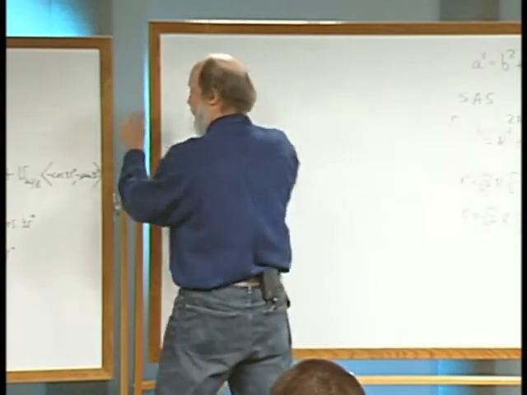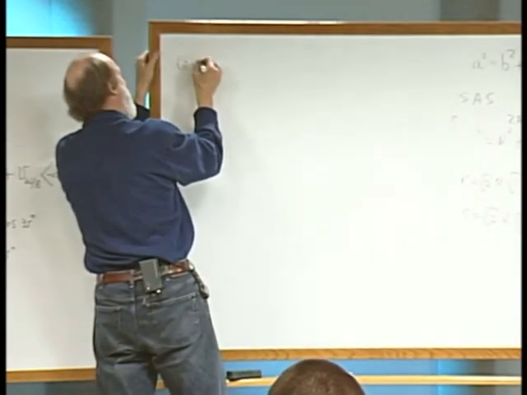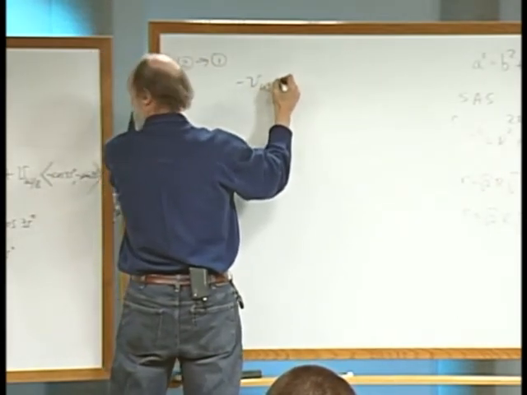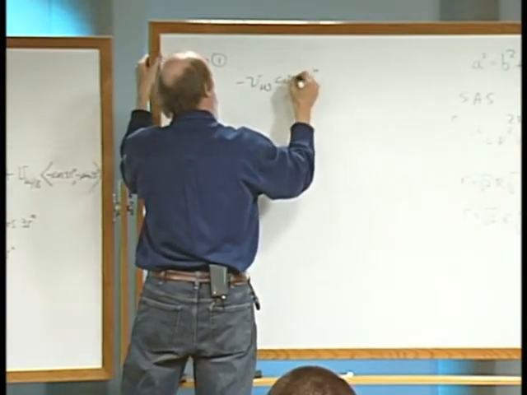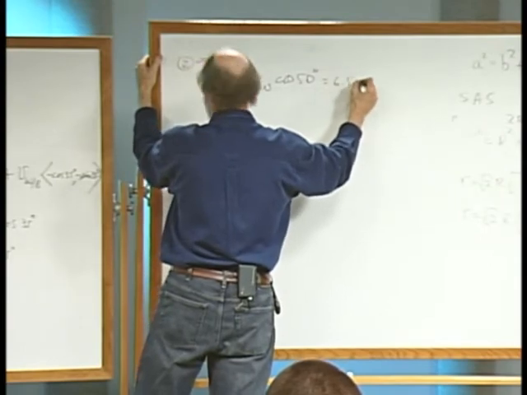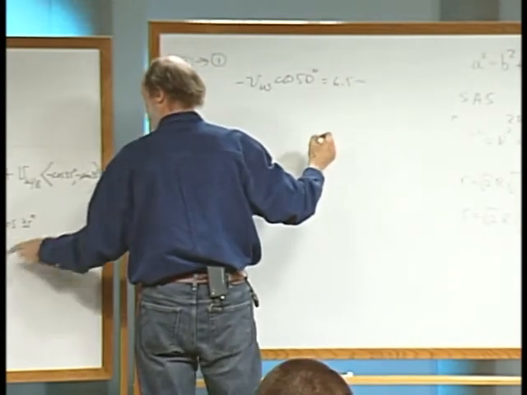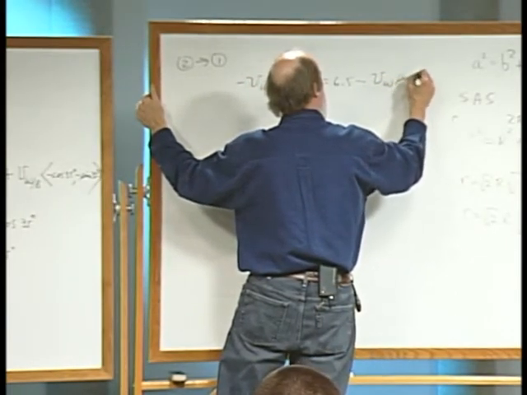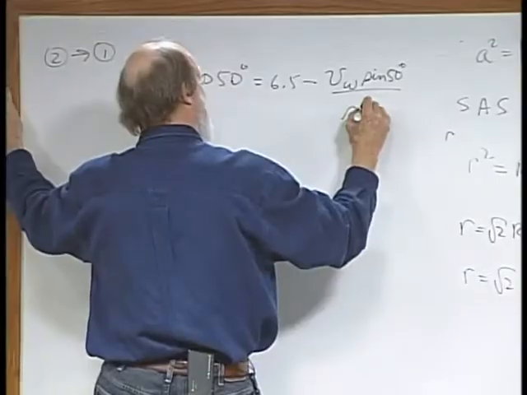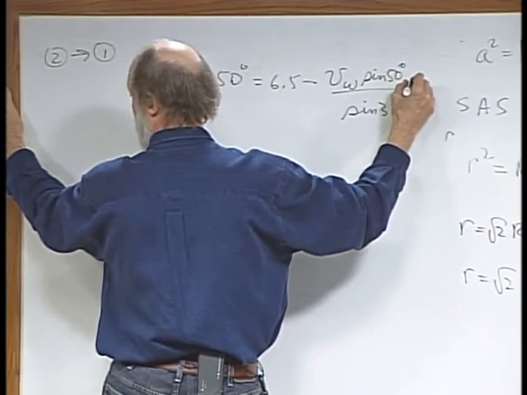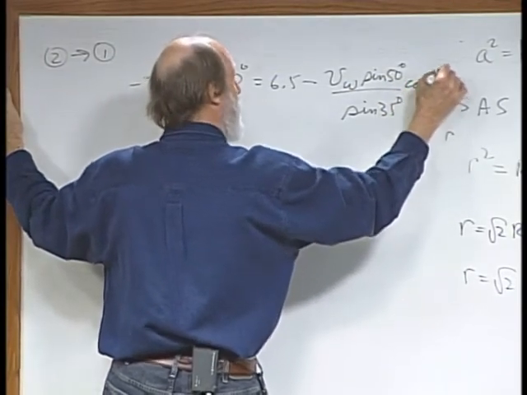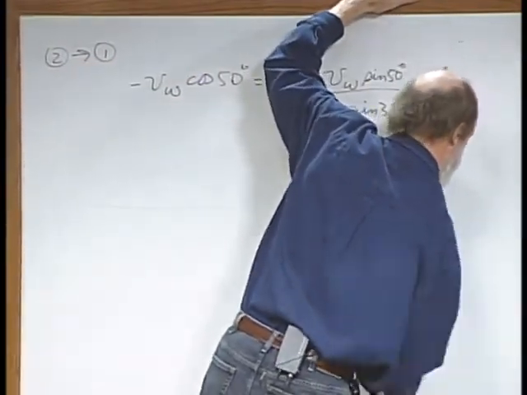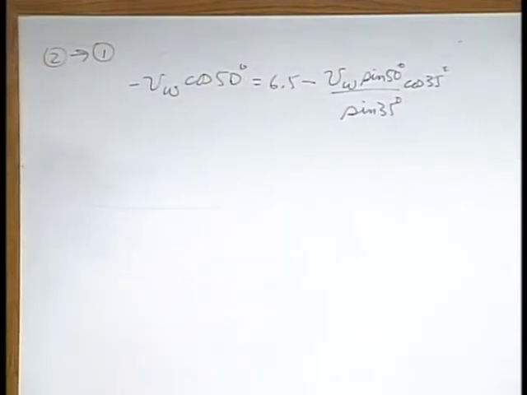And let's come over here now, and we're going to substitute 2 into equation 1. And so we have minus the velocity of the wind cosine of 50 degrees is equal to 6.5 minus our substituted expression, the velocity of the wind sine of 50 degrees divided by sine of 35 degrees times the cosine of 35 degrees. Feel good?